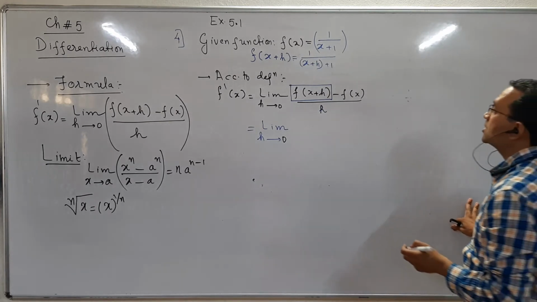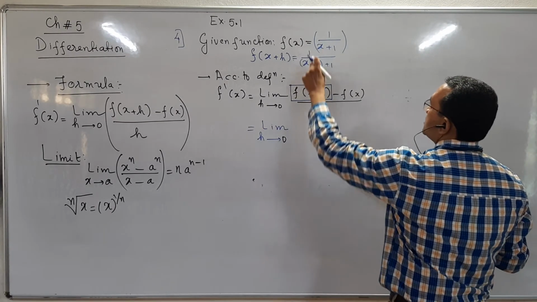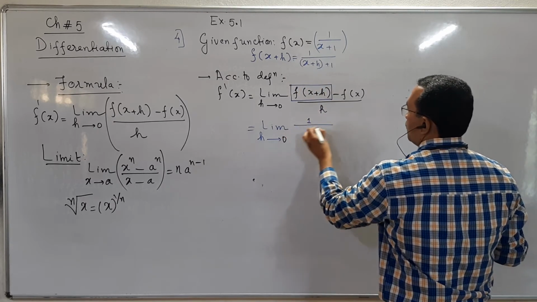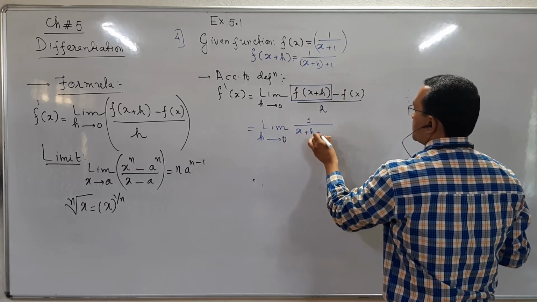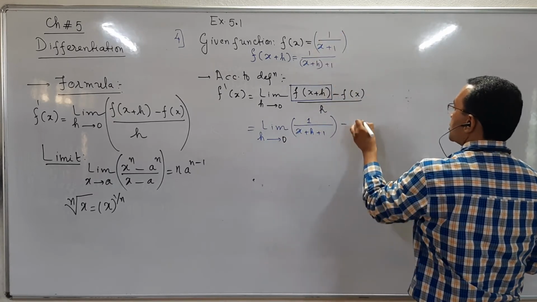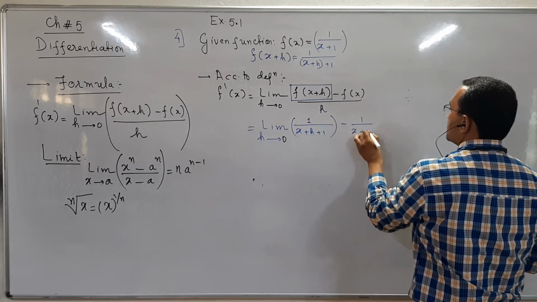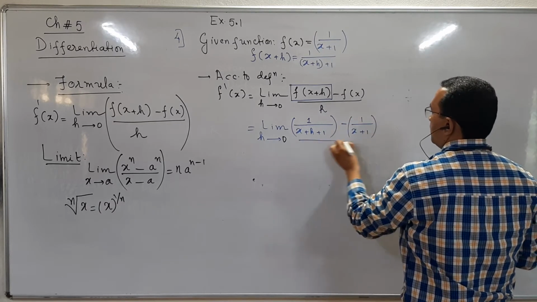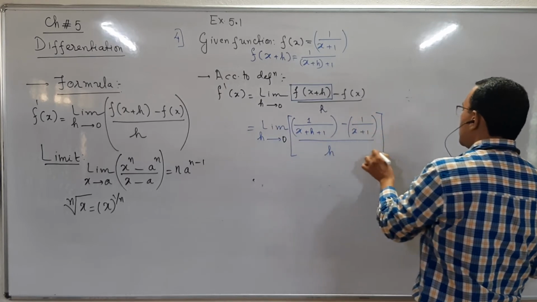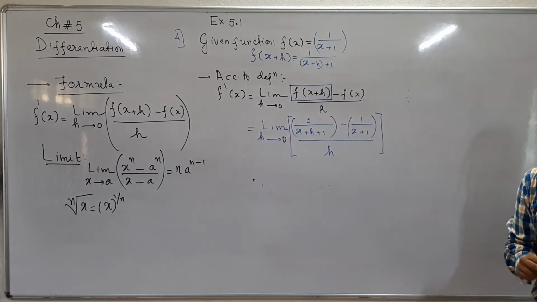Now I am substituting the value. What is f of x plus h? It is 1 upon x plus h plus 1. So 1 upon x plus h plus 1, minus f of x, the given function, which is 1 upon x plus 1, divided by h. This is going to be the simplification.